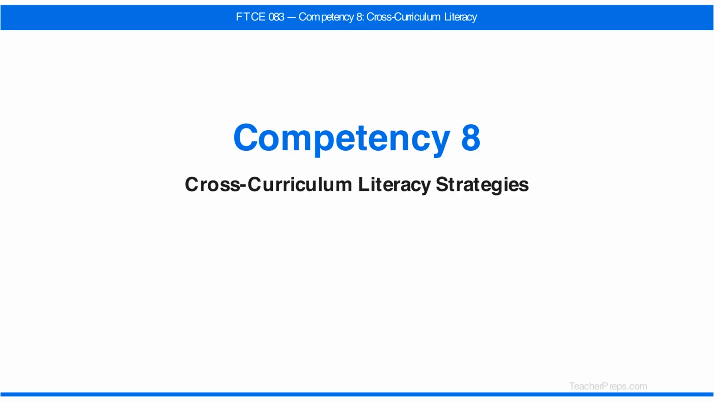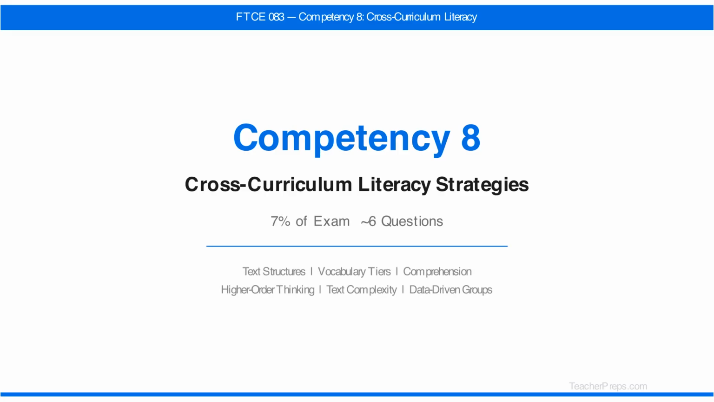In this video, we're covering Competency 8, Cross-Curriculum Literacy Strategies. This competency is worth about 7% of the exam, roughly 6 questions. It covers how you support reading and writing across all content areas, build vocabulary systematically, teach comprehension strategies that work in every subject, and use text complexity and data to differentiate literacy instruction. Even though this is a smaller section of the exam, these skills show up in real classroom practice every single day.